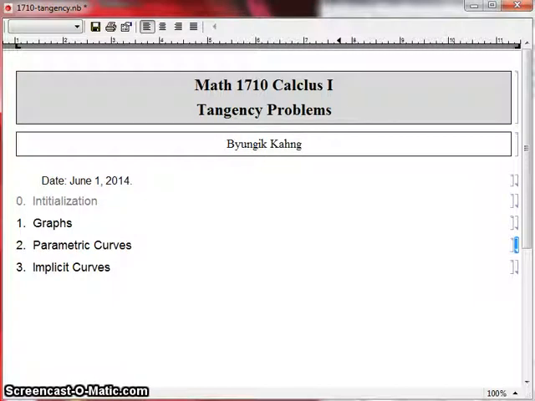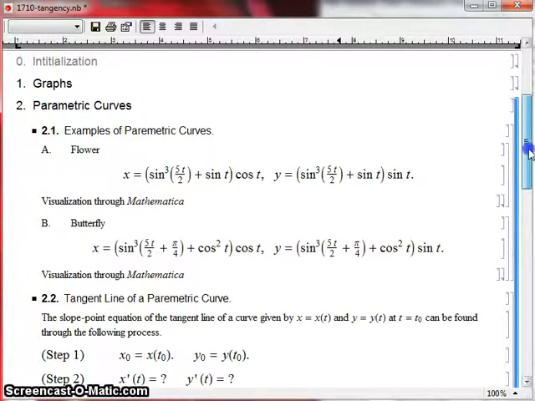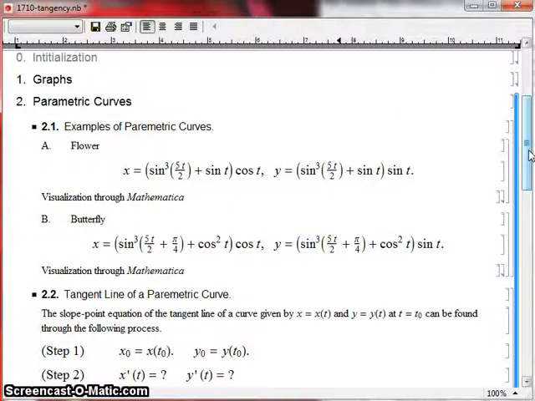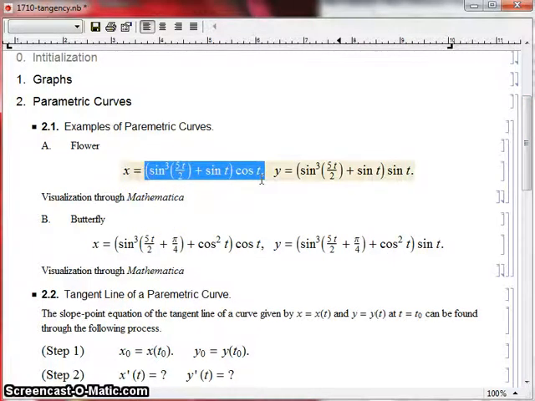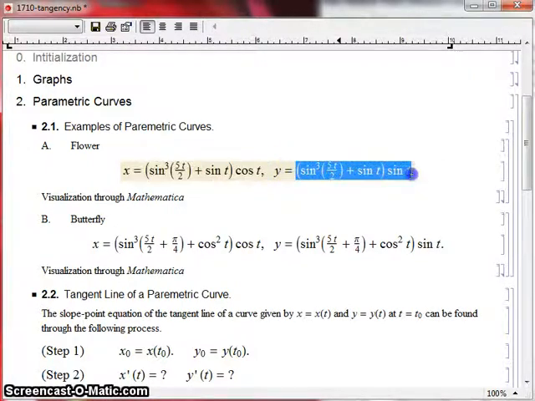The second part of the lesson on tangency problems is about parametric curves. What is a parametric curve? A parametric curve is a kind of curve given by two or more functions that share the same parameter. Here's an example. X is given by this function of t, and y is given by this function of t.